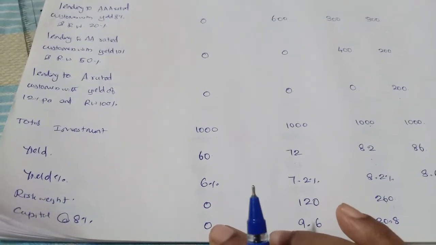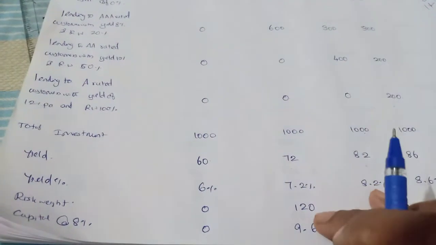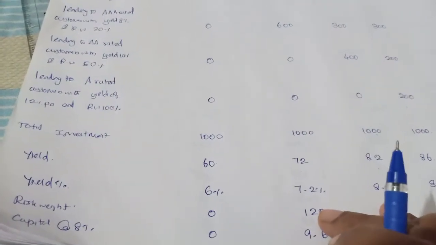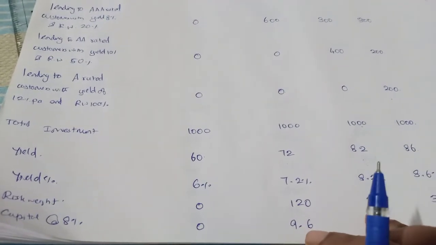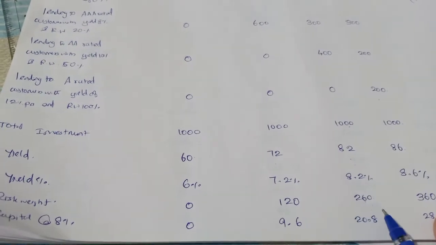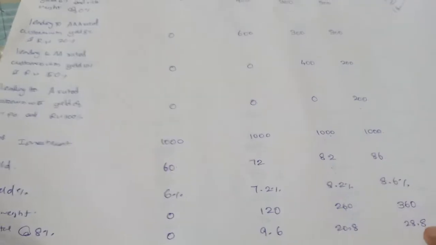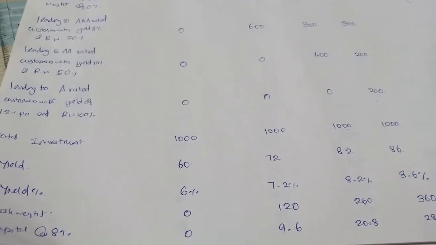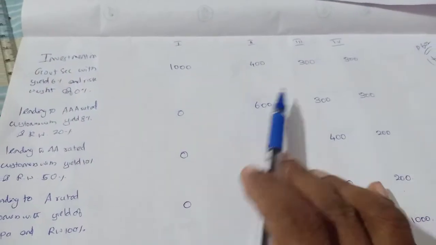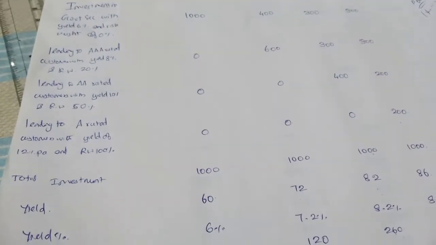So 0 into 8% is 0. The capital is 0 for option 1. For option 2, the company has to maintain a capital of 120 into 8 by 100, which is 9.6, and for option 3, 260 into 8%, which is 20.8, and for option 4, 360 into 8%, which is 28.8. This is an important expected problem in BFM.